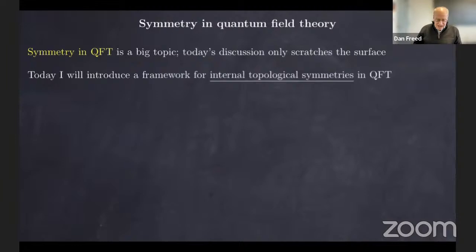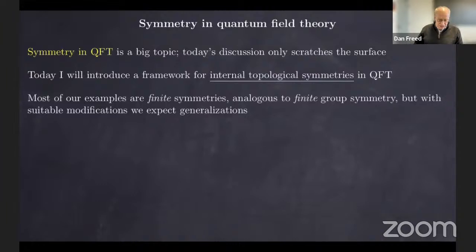In particular, what we'll talk about are internal symmetries, what you might call global symmetries, in quantum field theory. The talk will introduce and illustrate a little bit a framework in which to understand and manipulate such symmetries. The examples that I'll show you are finite symmetries, and in the paper that's referenced, most of the examples are also finite symmetries. But I'll indicate at some point a direction in which this should generalize.